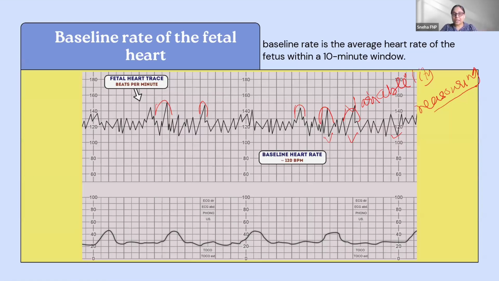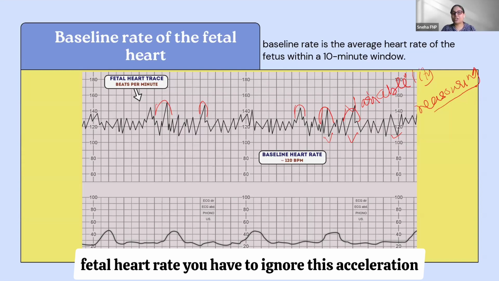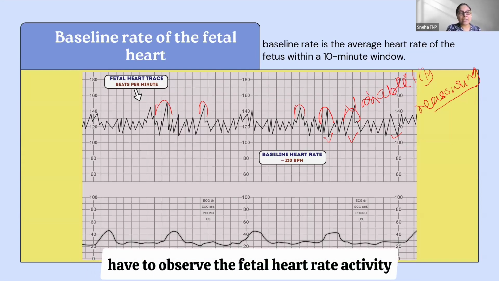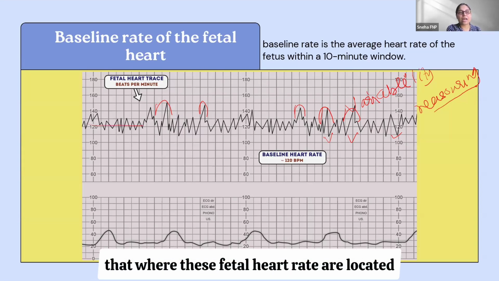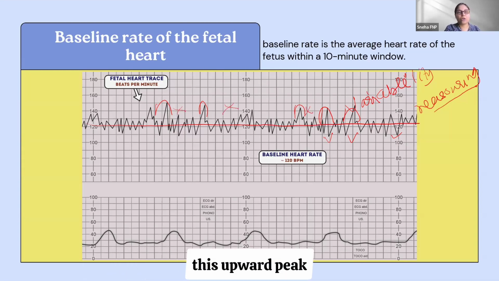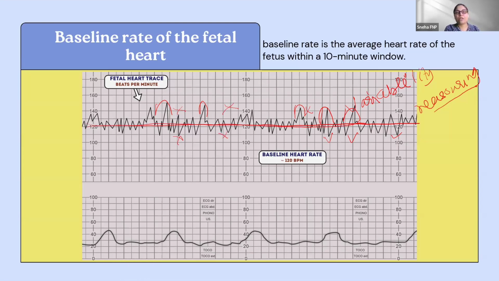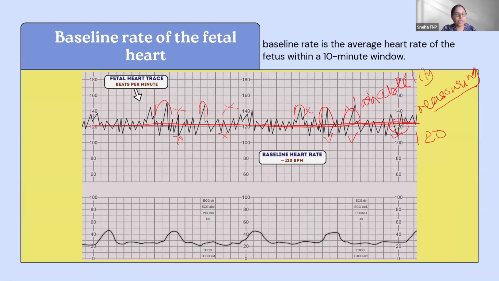So right now, when you have to count the baseline fetal heart rate, you have to ignore this acceleration and deceleration. What you need to do is observe the fetal heart rate activity for a 10-minute time period, and notice where most of the fetal heart rate is located. Ignore the upward peaks or downward peaks, but most of the time, on average, where they are located. So in this, it's somewhere around 120. So 120 is the baseline.